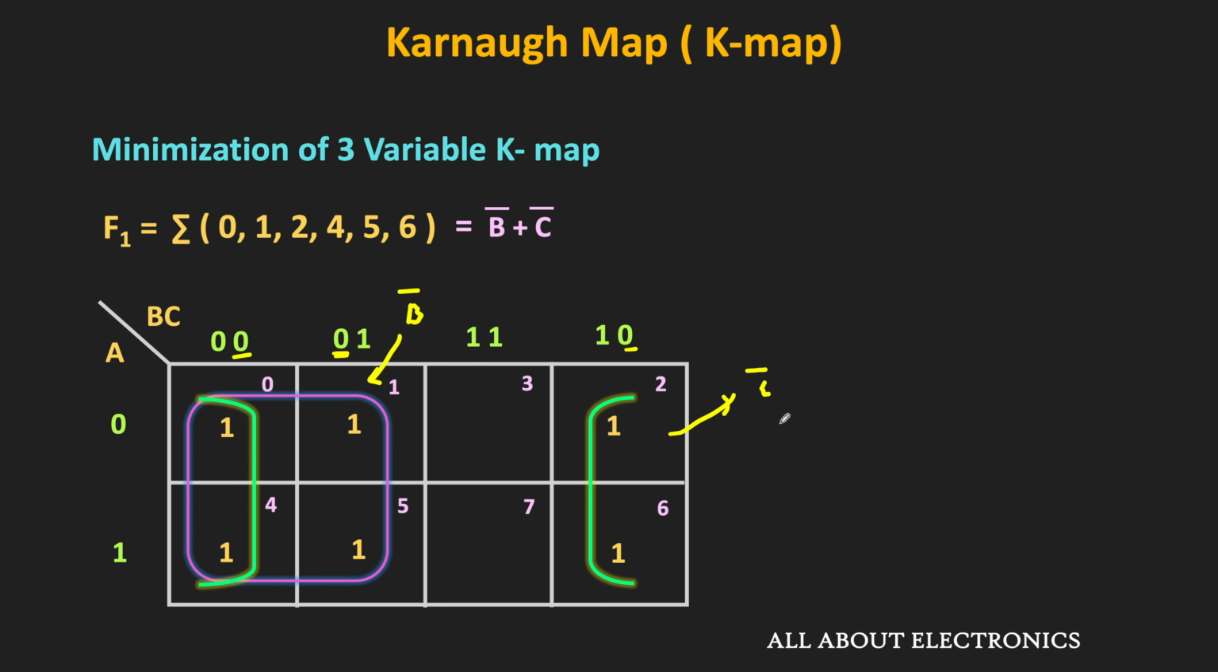So in this way, through the different examples, we have seen that using the K map, how we can easily minimize the Boolean function of 2 and 3 variables. Similarly, in the next video, we will see the 4 variable K map, and through the different examples, we will see that how to minimize the Boolean function of 4 variables using the K map.